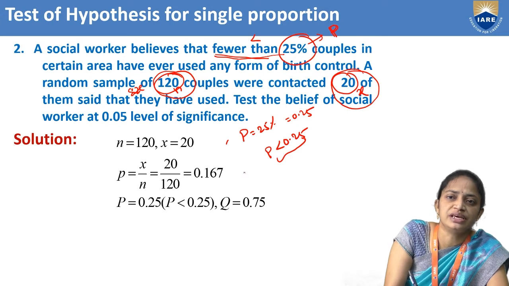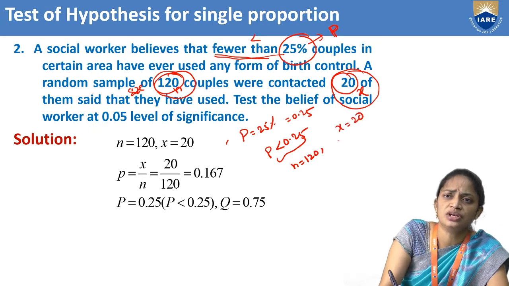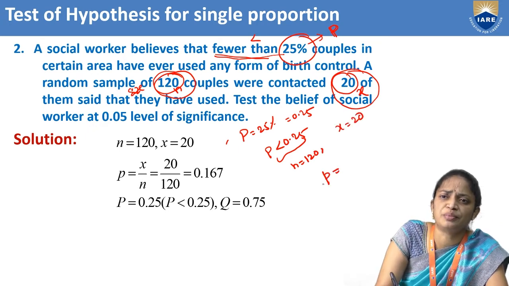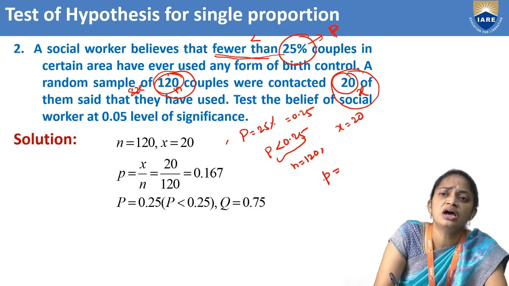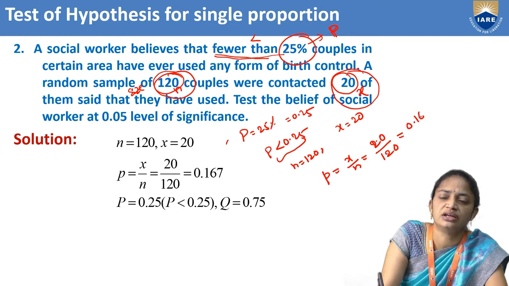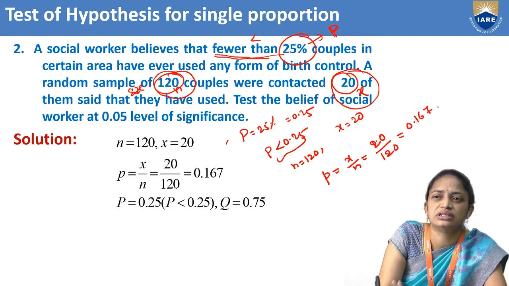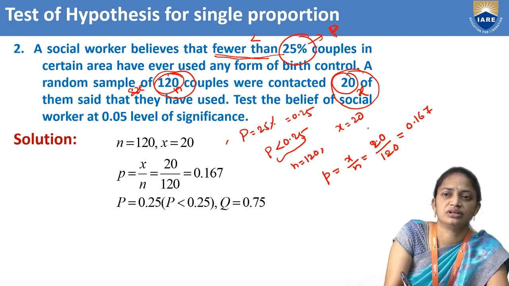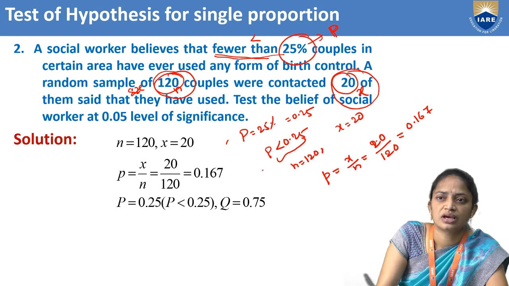Next, they have given that n value is 120 and X value is 20, but we need the sample proportion. Sample proportion is denoted with small p. So small p equal to X by n, that is 20 divided by 120. If you simplify this, we will get 0.1667, so approximately 0.167.